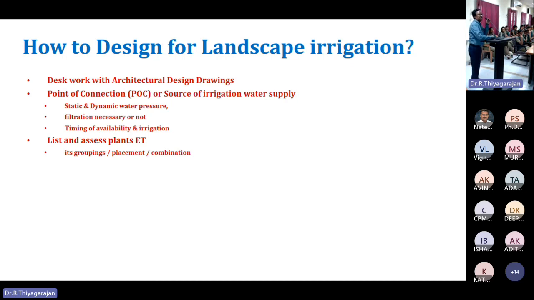What do you do? You need to know what is your point of connection, where you will be getting the water from. Some person says that I wanted to have a garden in my house. Now the first thing is, where will you get water? From an overhead tank, or from a sump, or directly from a borewell. So that is your point of connection. So you need to look at your POC, and then you have to decide what could be the static pressure, what could be the dynamic pressure. What are the pipelines available in that location? And what is the area that is to be irrigated? What are the crops that will be grown there?